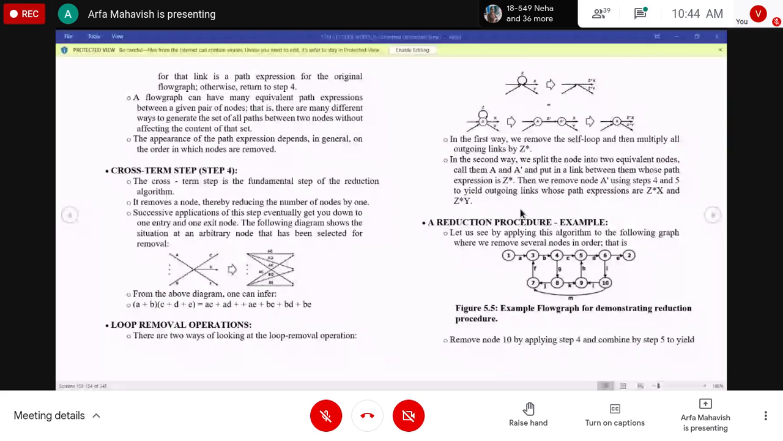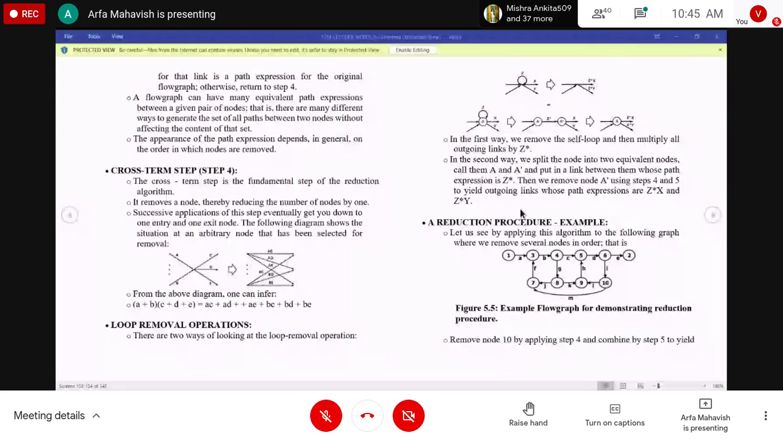In step 4, the rule is to select any node for removal other than the initial or the final node, and replace it with a set of equivalent links whose path expressions are formed from the set of that node. This is the fourth step. The fifth rule is applied here, with serial links multiplying their path expressions. So we are removing the node, and we have to multiply with the link.